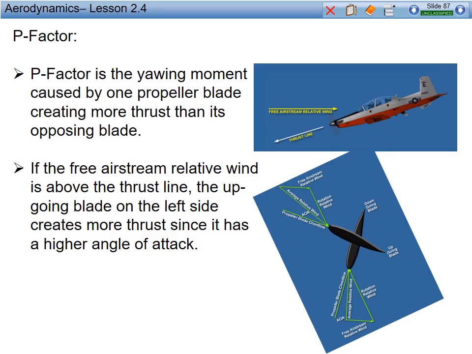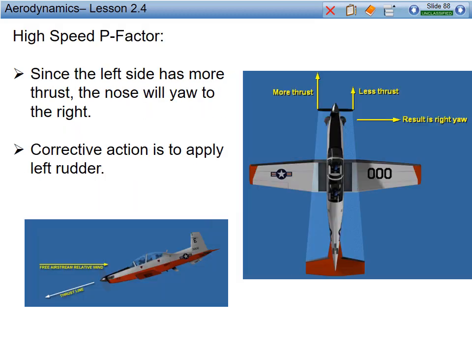Second left-turning tendency is P-factor. Now, P-factor can be a right and left-turning tendency, depending on what phase of flight you are in. P-factor is the yawing moment caused by one propeller blade creating more thrust than its opposing blade. If the free airstream relative wind is above the thrust line, the upgoing blade on the left side creates more thrust since it has a higher angle of attack, as is seen in the depiction to the right. Since the left side has more thrust, the nose will yaw to the right. Left rudder is required to maintain balanced flight at high speed flight.